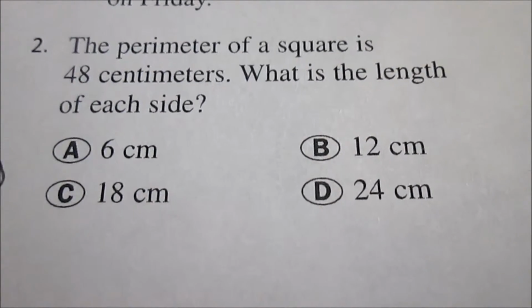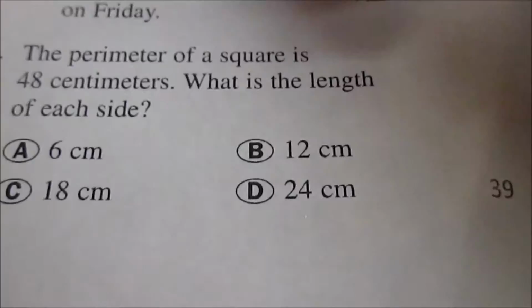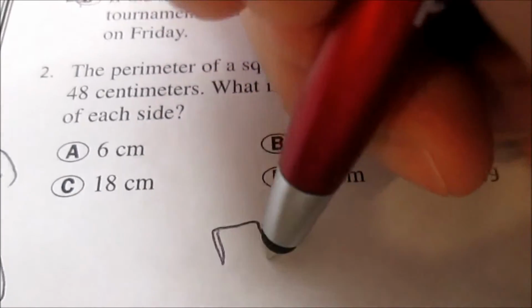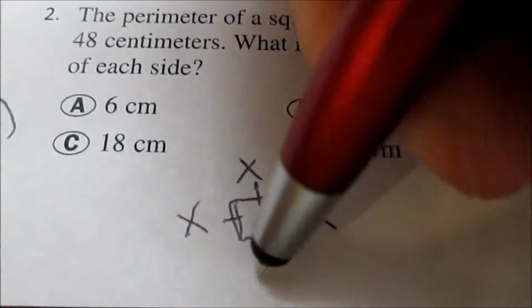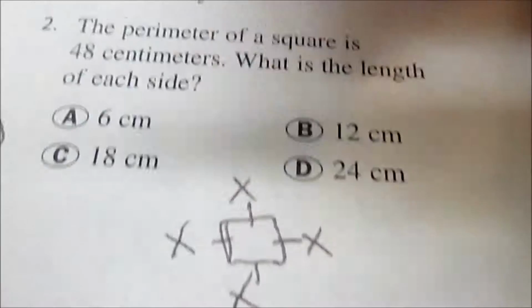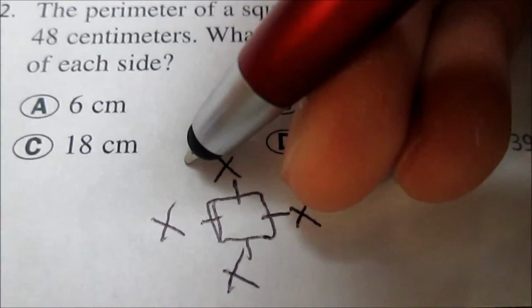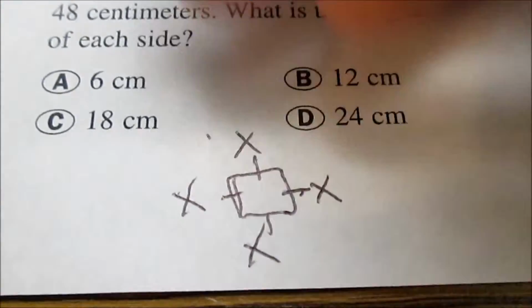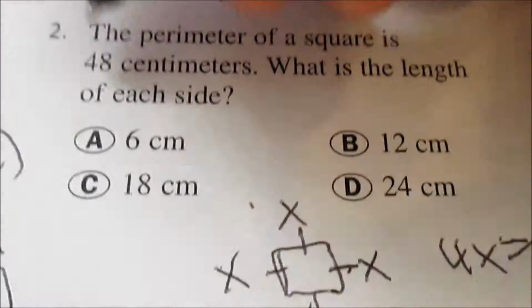Next question. The perimeter of a square is 48 centimeters. What is the length of each side? Well, in a square, all the sides are equal. That means I'll just use x for the side because I don't know the exact length of the side. So each of them is the same. They're all x. And perimeter means add up all the sides. So I have 1x plus 2x plus 3x plus 4x. 4x. And the perimeter is given as 48.